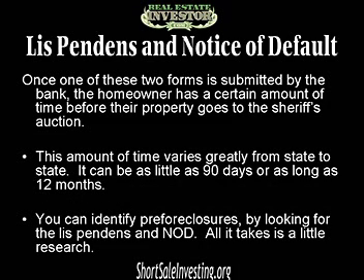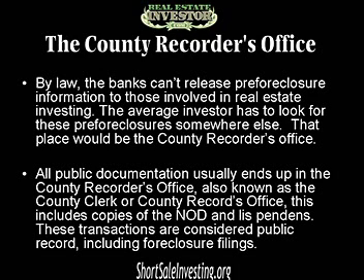Once one of these two forms is submitted by the bank, the homeowner has a certain amount of time before their property goes to the sheriff's auction. This amount of time varies greatly from state to state. It can be as little as 90 days or as long as 12 months. You can identify pre-foreclosures by looking for the lis pendens and notice of default. All it takes is a little research.